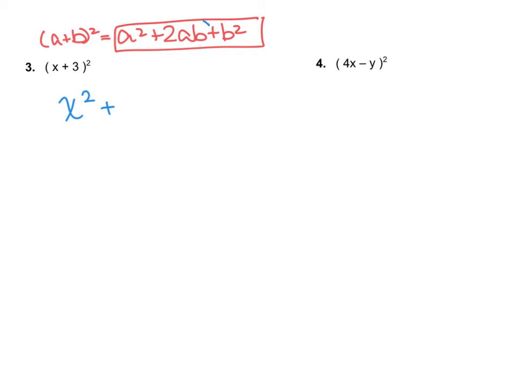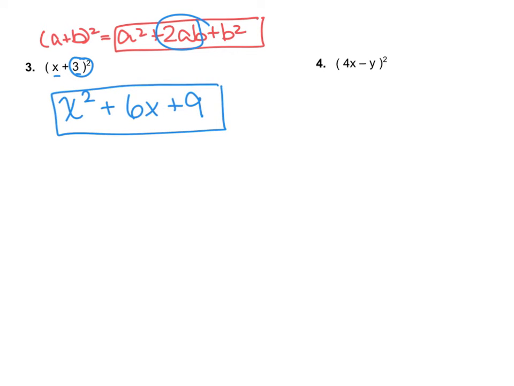And then this 2ab means that first of all, you're going to take your a and your b, and you're going to multiply them together. So I take this and this, I'm going to multiply together, and I'm going to get 3x. And then you're going to double that, so that will give you then 6x. And then we're going to square our b here, and I get plus 9. And the more you start doing these, you'll start to see the pattern.